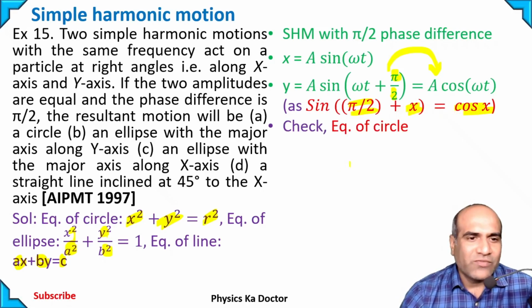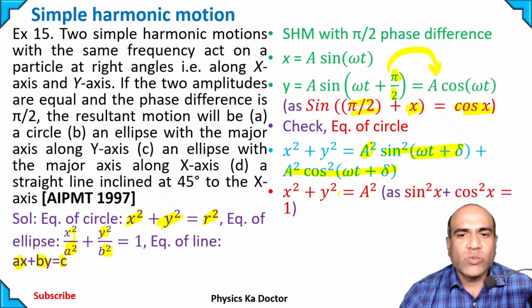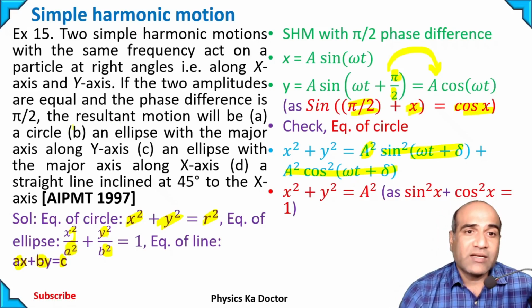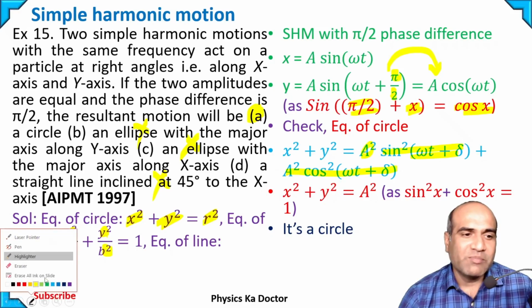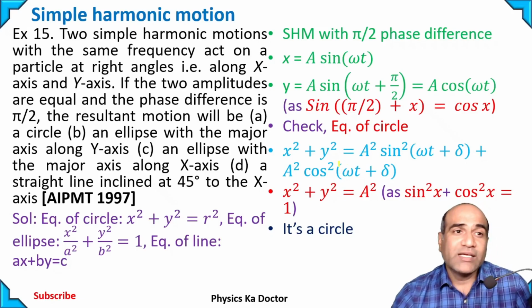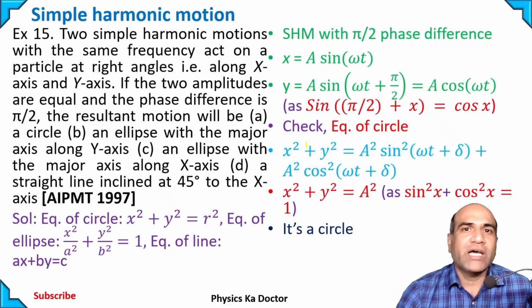So let's check the first equation of the circle, x square plus y square is equal to, let's put here, sin square omega t plus cos square omega t, so it becomes 1. x square plus y square is equal to 1. That means it is satisfying a circle. Ellipse no, line no, it's a circle. Simple harmonic motion of a circle. The question is very simple, but we need to solve this, right? And the solution comes when we have enough practice.